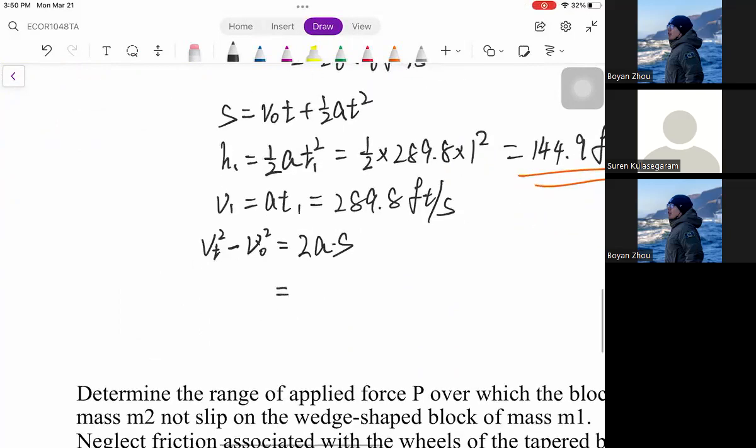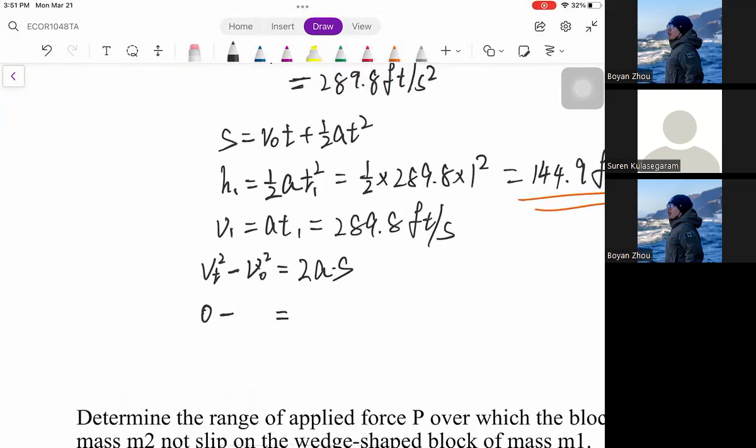In our case, the final velocity is 0, because when the rocket goes all the way up and reaches the highest altitude, it's going to drop down, so the velocity at that moment is 0. So the final velocity is 0, and the initial velocity we already found over here.